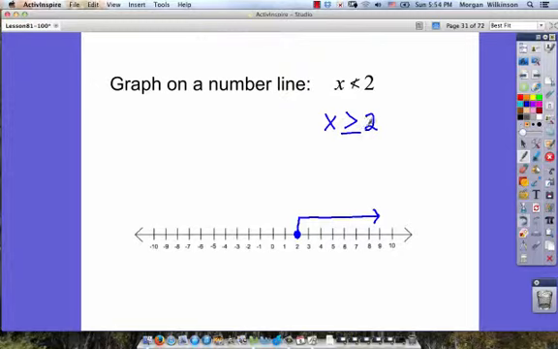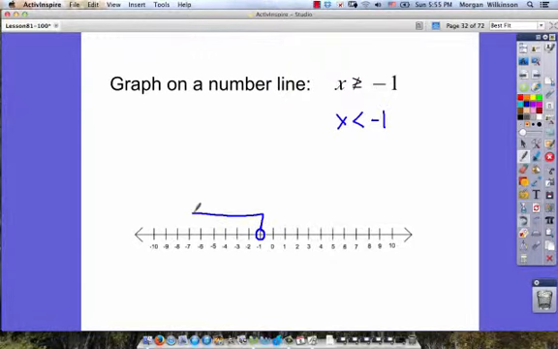Let's look at another problem with a negated inequality. Here we have x is not greater than or equal to -1. So if we know what it's not, then we can tell what it is. If it's not greater than or equal to -1, well, x must be less than -1. So if x is less than -1, we've got an open circle on -1 because it's not equal to it. X is less than -1, so we must be going to the left because it's less than.